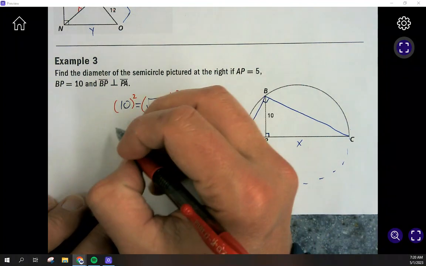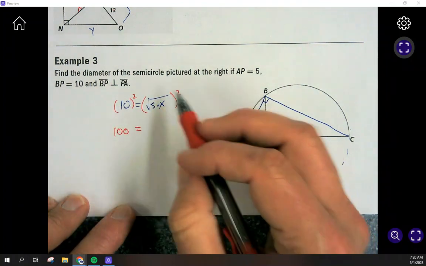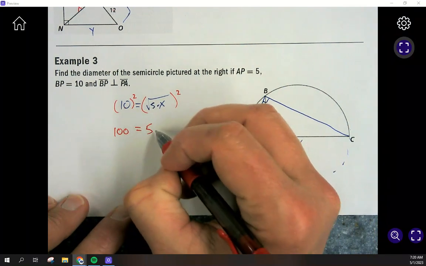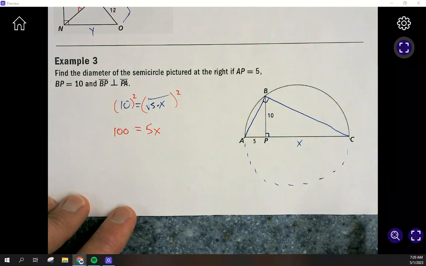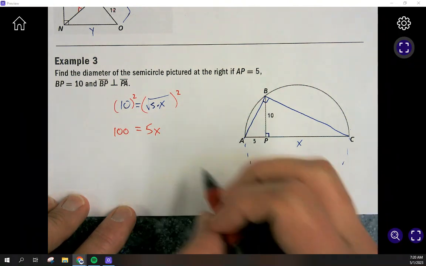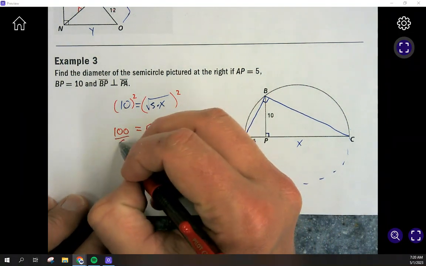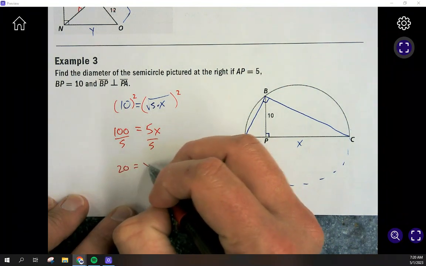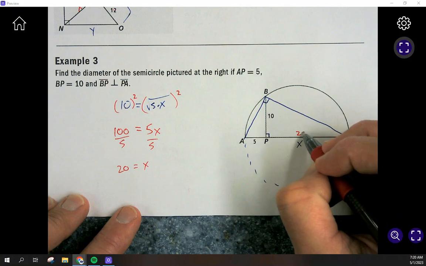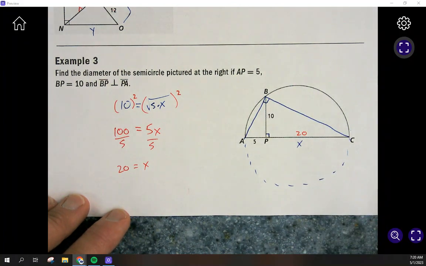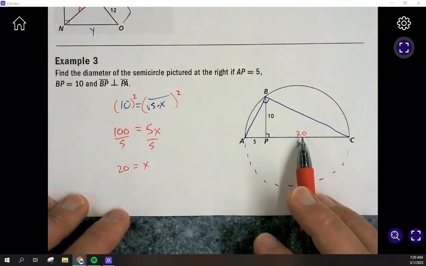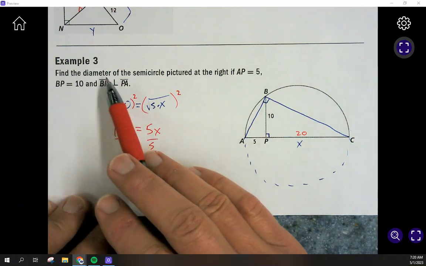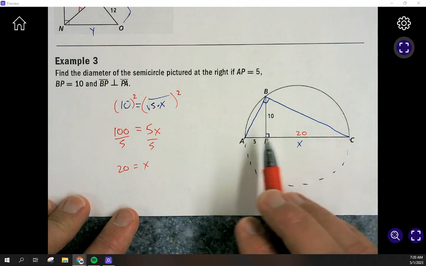So 10 squared is 100. And when I square a square root, they just cancel each other out and it goes away. And so I have just 5x. Well, that's pretty simple to solve at that point. Just divide by 5. All right, and 20 equals x. So this piece right here equals 20. And then we always want to make sure, yes, we've done some great math here to figure that out. But what we haven't done is actually answered the question. So it says find the diameter, which would be AC.